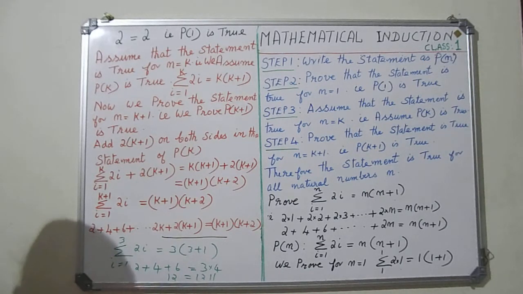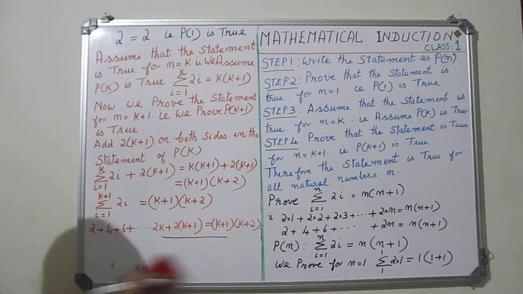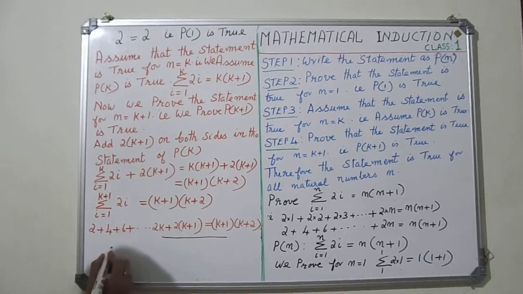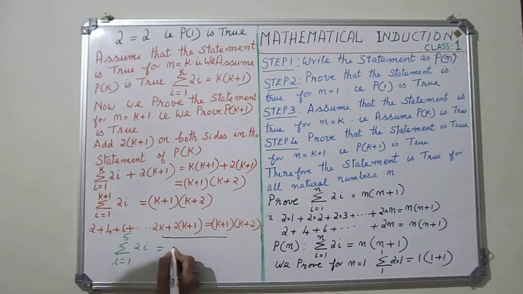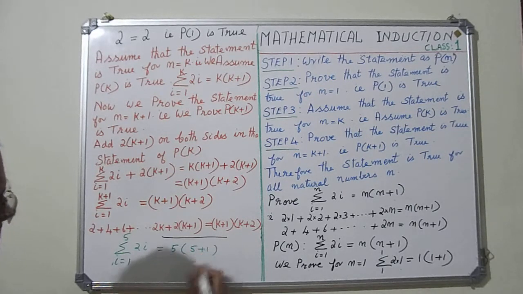Similarly, we can prove that the result is true for any natural number. You can prove it by yourself. Put n equal to 5. Let us see one more. When n is equal to 5, what are the results obtained? Is it true? It is sigma i varying from 1 up to 5 of 2i is equal to, what about the right hand side? I have to put n equal to 5. That is 5 times 5 plus 1.